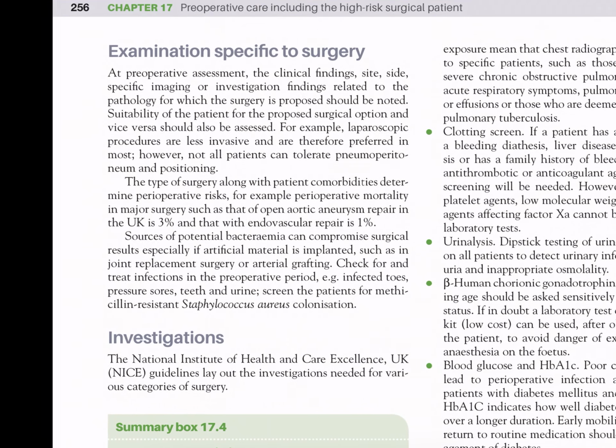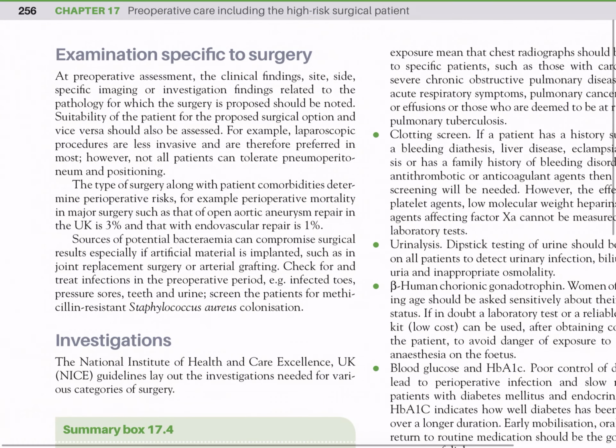Examination specific to surgery. At preoperative assessment, the clinical findings, site, and specific imaging or investigation findings related to the pathology for which the surgery is proposed should be noted. Suitability of the patient for the proposed surgical option and vice versa should also be assessed. For example, laparoscopic procedures are less invasive and are therefore preferred in most. However, not all patients can tolerate pneumoperitoneum and positioning.